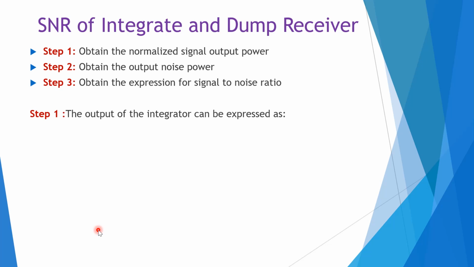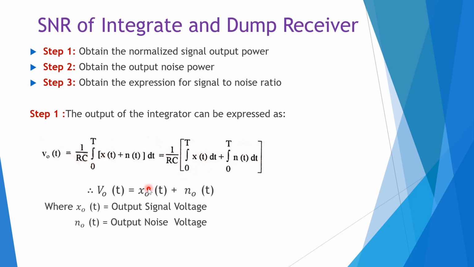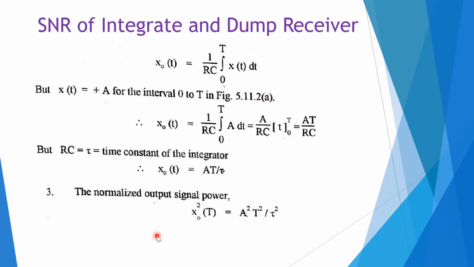We'll obtain the normalized signal output power here. To obtain this, we need to find the output of the integrator, which can be expressed as vo(t) equal to 1/RC integration of x(t) + n(t) dt. We have already solved this term. This whole term will be represented as xo(t), and this will be represented as no(t). xo(t) is the output signal voltage, whereas no(t) is the output noise voltage. Now we can solve this separately again. xo(t), the output signal voltage, is 1/RC integration 0 to t of x(t) dt.